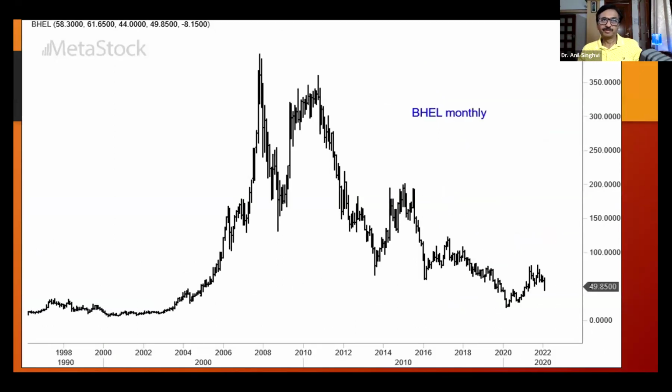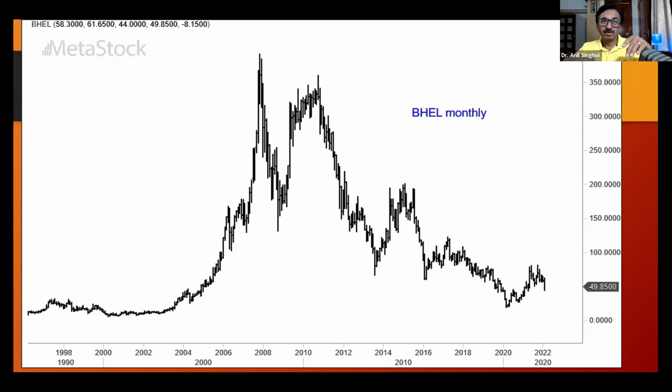Finally, the last chart. So this is BHEL. Everybody is praising it these days, saying how well BHEL is doing. Now look at this chart, the monthly chart. What happened to it? It went up like a rocket to the 2008 highs. Again, a good student. Now what do we do? We watch what it does after that.